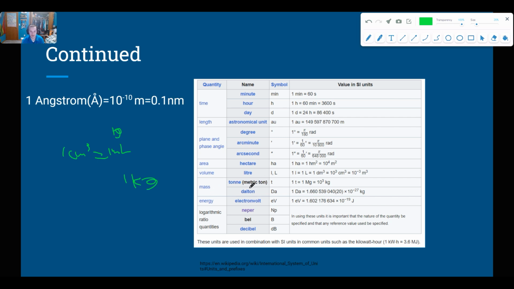Mass, you got tons. Daltons is a chemistry unit for the most part. You got electron volts, and then you got bels for sound. The other unit that I put here is angstrom. When you do quantum stuff, angstroms come up a lot. 0.1 nanometers. I wish people wouldn't use angstroms and would just use nanometers, like just say it's 0.1 nanometers, but they use angstroms instead. A little bit of a pet peeve of mine, but that's what they do.